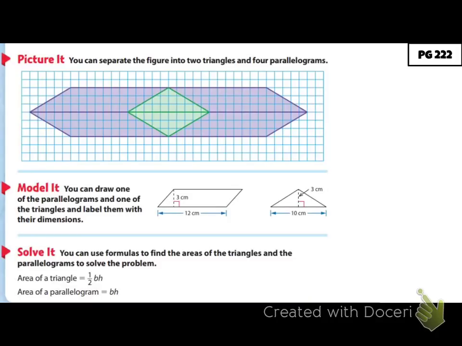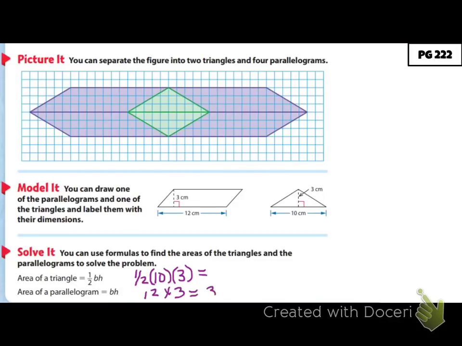So now we can solve it. You can use the formulas to find the areas of the triangle and the parallelograms to solve the area for the entire figure. The area of a triangle is 1/2 base times height. The area of the parallelogram is base times height. So for our parallelogram, I have a base of 12 and a height of 3. For our triangle, I have 1/2 times our base, which is 10, times our height, which is 3. So to solve for these, I would just multiply them out.